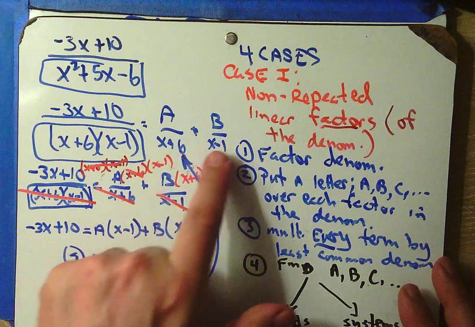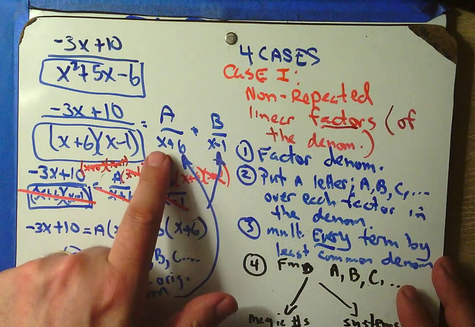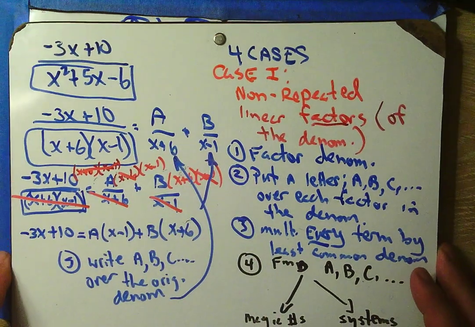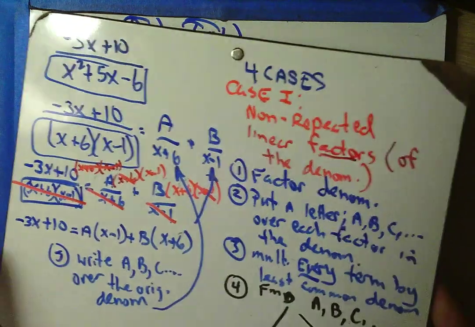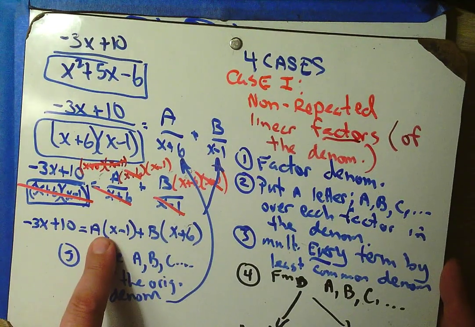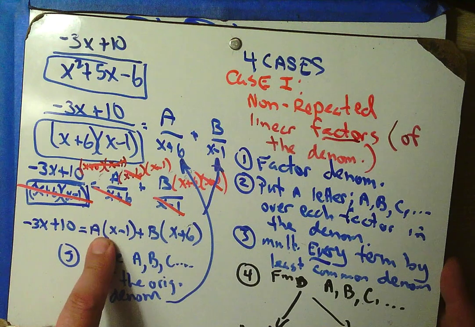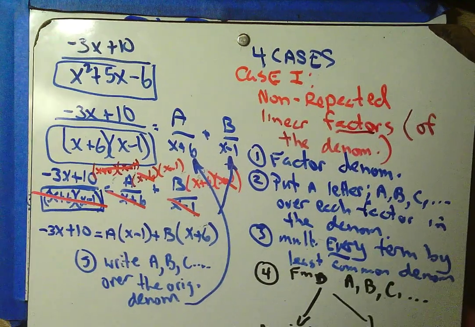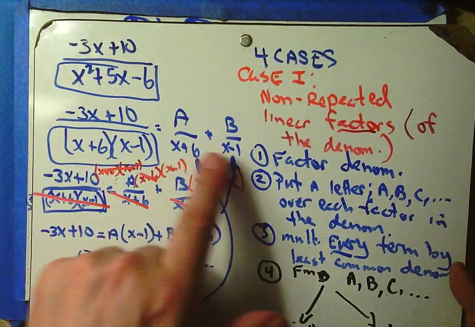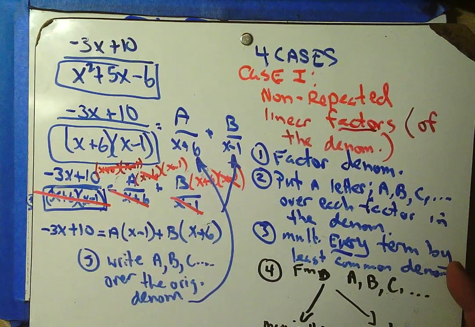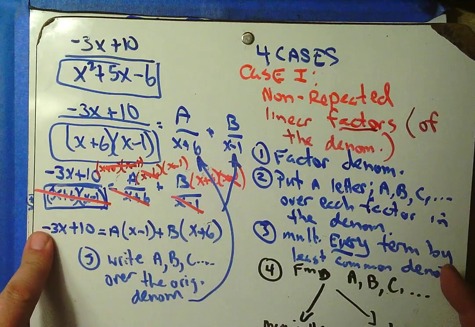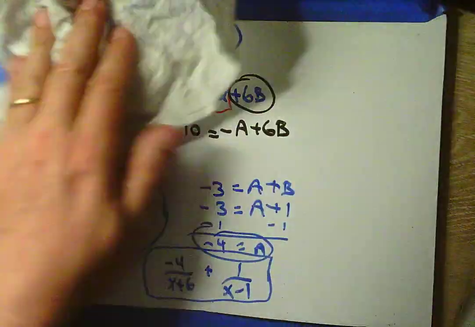Here, where you factored, where you put a letter over each of those factors in the denominator. But now let's take a look at magic numbers. Magic numbers starts at this same place. When we get to this moment, we can use magic numbers or systems. We're still going to have to write two fractions. We're still going to multiply every term by the least common denominator, and that will always bring us to this place. Okay, so let's see what happens when we use magic numbers instead.